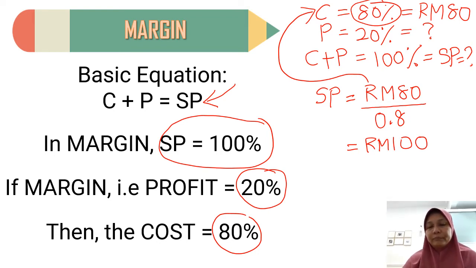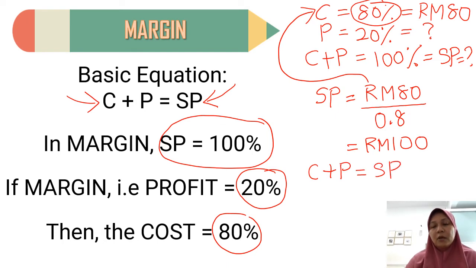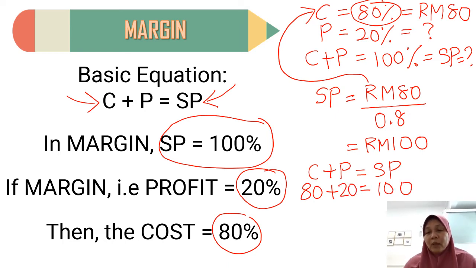So the profit: if the selling price is 100 ringgit and the cost is 80 ringgit, back to this equation, cost is 80 and selling price is 100. That will give us a profit of 20 ringgit. So this is how we do the margin. In markup, cost is 100%, but in margin, the selling price is 100%.